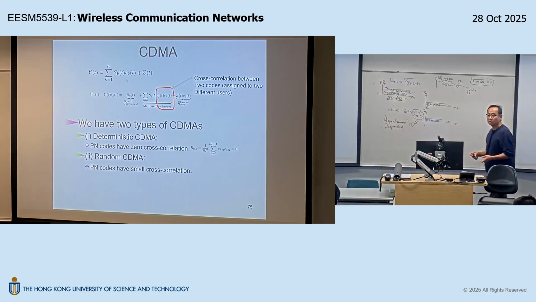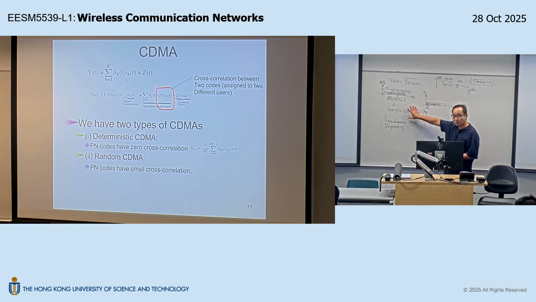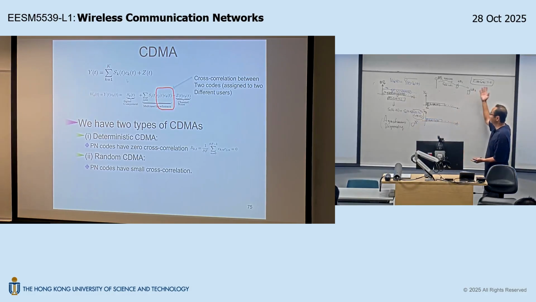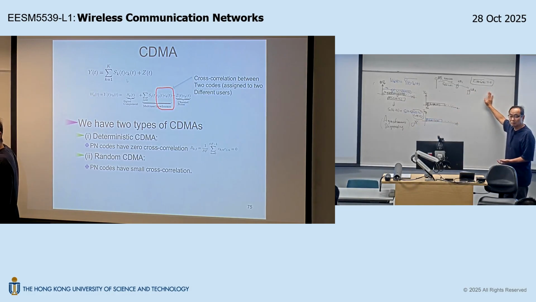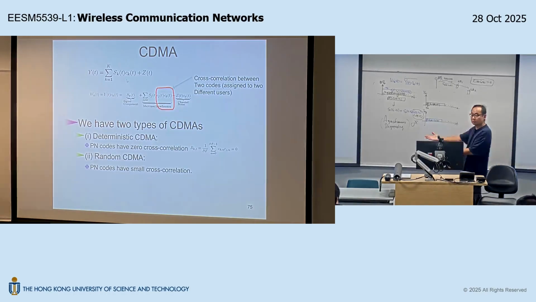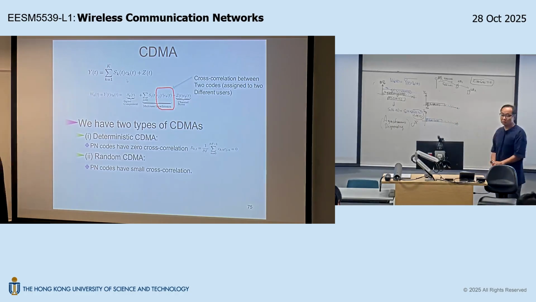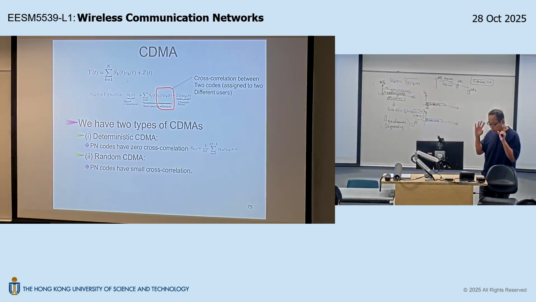Is that okay? So if, after despreading, you don't get the benefit of having zero cross-correlation, that means you will still have the multi-user interference term. Then that defeats the purpose of deterministic CDMA, right? You carefully design the code sequence, but at the end you won't be able to enjoy this. So that's why in most CDMA systems, in the uplink direction, they are not using deterministic CDMA.